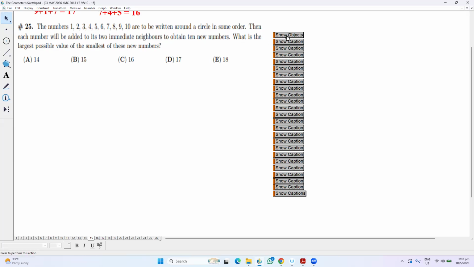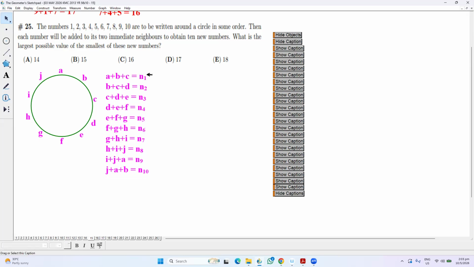So we draw a diagram. We have the 10 numbers 1 to 10 represented by A, B, C, D up to J. So we add A, B, C, then B, C, D, go around the circle. Then we get 10 new numbers. A and B add to A and C add to B like that. B and D add to C.